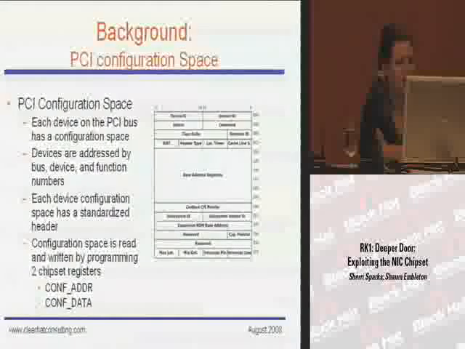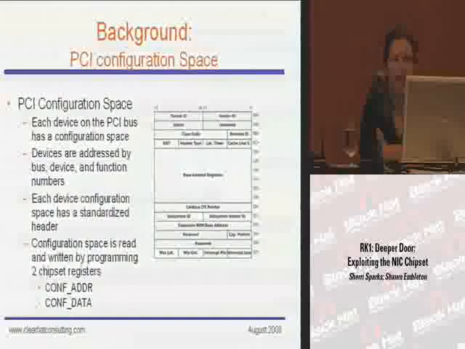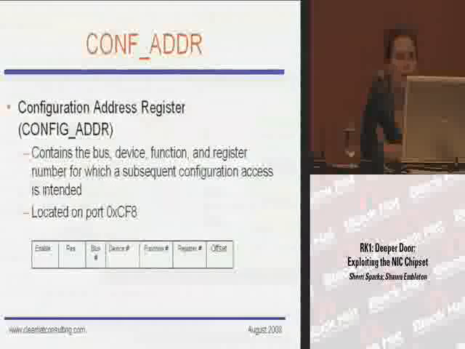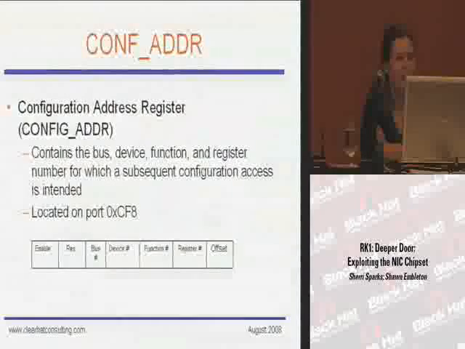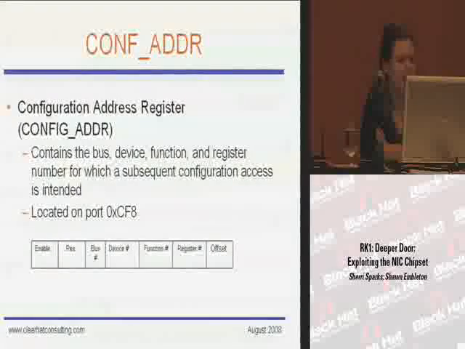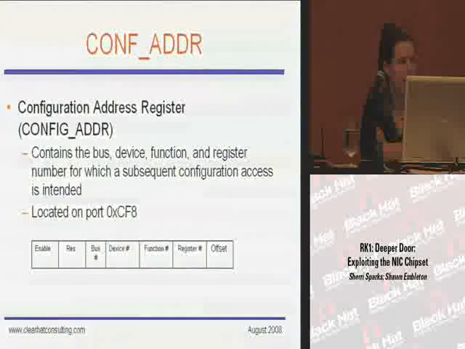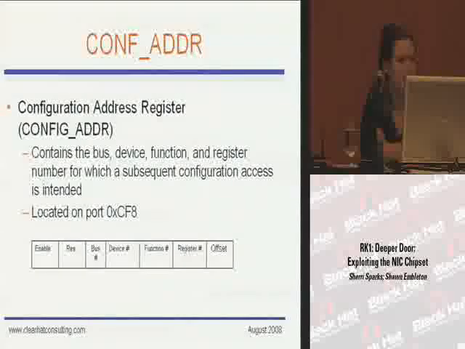We can also read and write the configuration space by programming two chipset registers. These are called the configuration address register and the configuration data register. Basically, we can think of the PCI configuration space as a large window, but we can only look at 32 bits of that window at a time. So we have to say what part of that configuration space we want to look at, and that's where the configuration address register comes in. The configuration address register contains the information that is used to locate a device: the bus number, the device number, the function number, register number, and then an offset within the header.